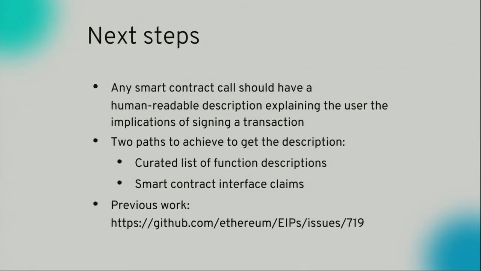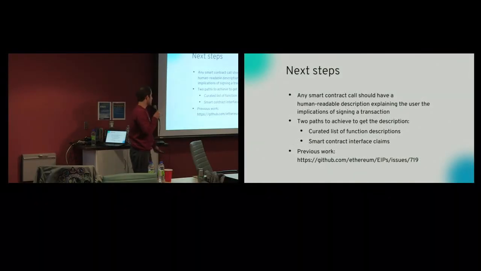One of them is having a curated list of function descriptions, like, okay, this function does that. And then if it's in a TCR of, for example, a smart contract auditor, then you can verify that that person is doing their job and verifying that the description is legit and is actually doing what the code is supposed to do.